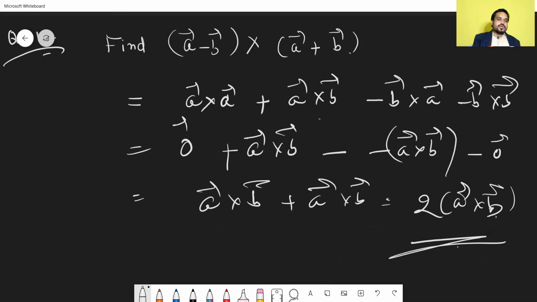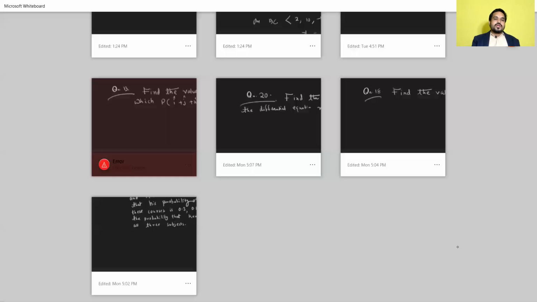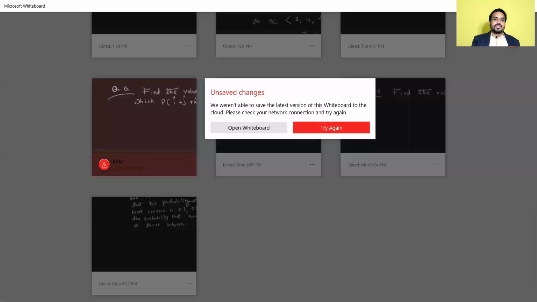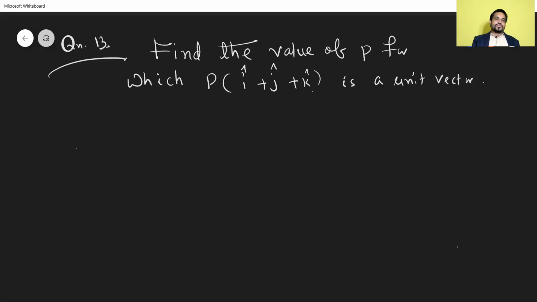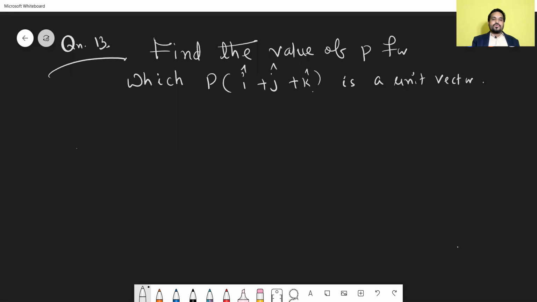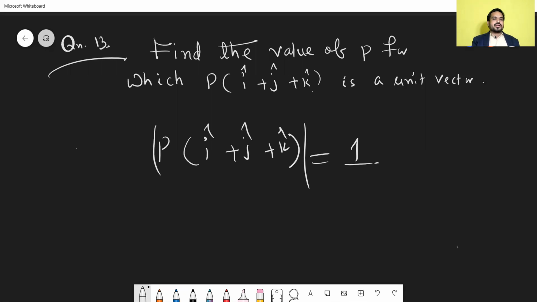Now this question is completed. Now come to question number 13. In question number 13, it is also a vector question. Find the value of p where p(i + j + k) is a unit vector. So it is given that the magnitude of p i cap plus j cap plus k cap is 1, since it is a unit vector.